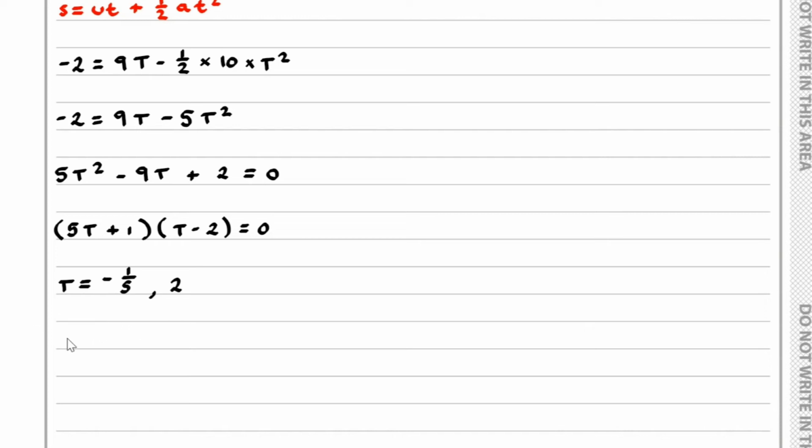And so therefore, our value of t we require is 2, and that's because t must be greater than 0.